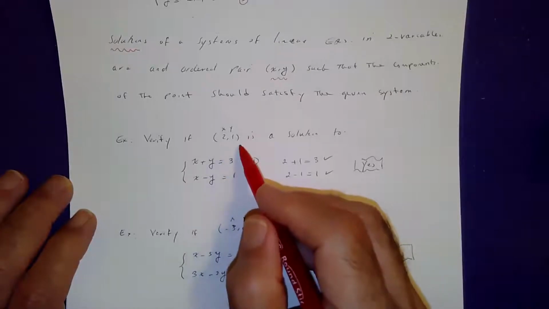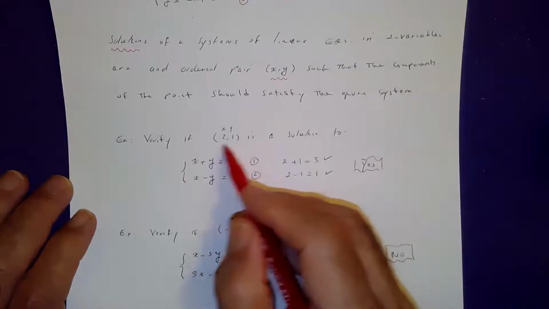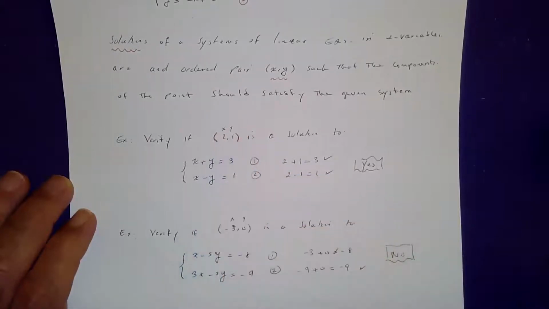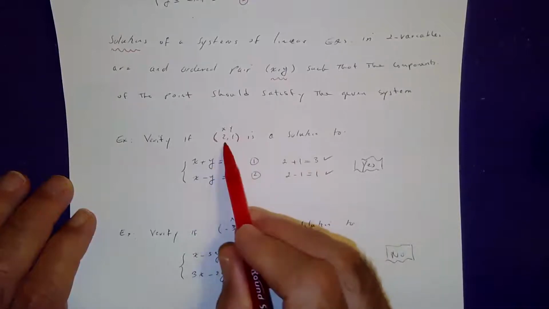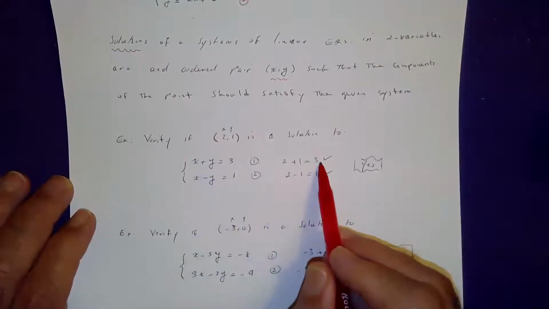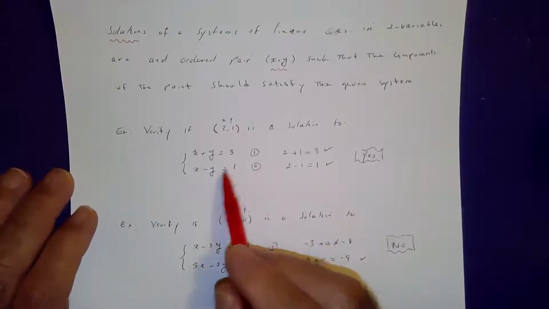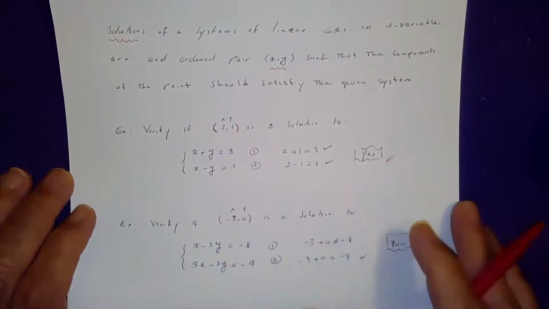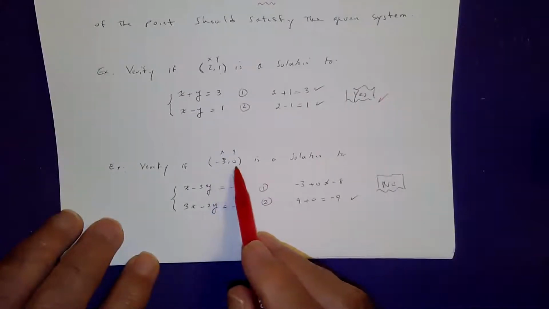Remember, we call it an ordered pair because the order matters. x has to go first, followed by y. It's a pair of numbers, and we always use parentheses. So to check if this is the solution, we replace the x's with 2 and the y's with 1. Here we get 2 plus 1, which is 3, but that's not good enough. We also have to check equation number 2. Is 2 minus 1 equal to 1? Yes, it is. Checks.